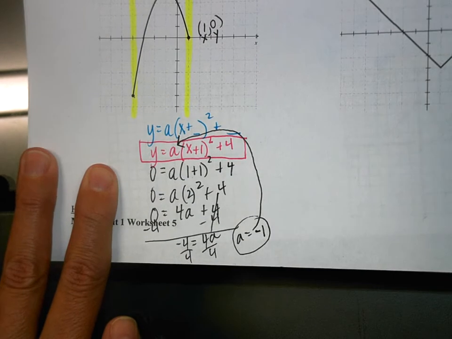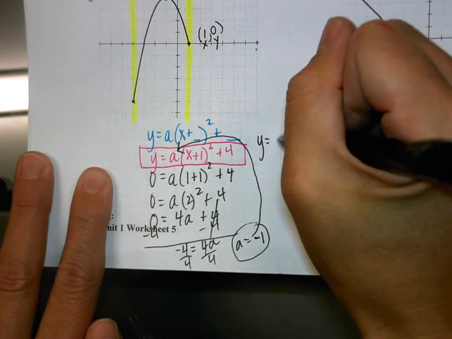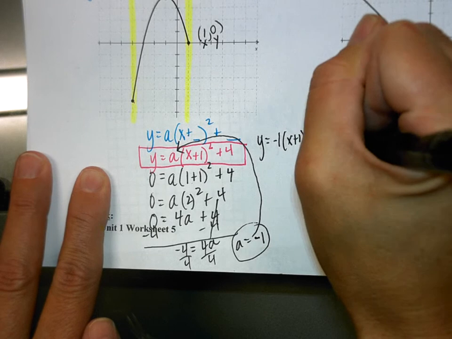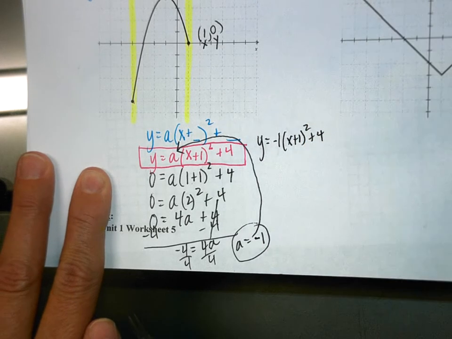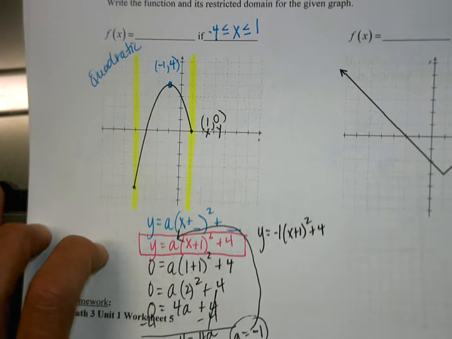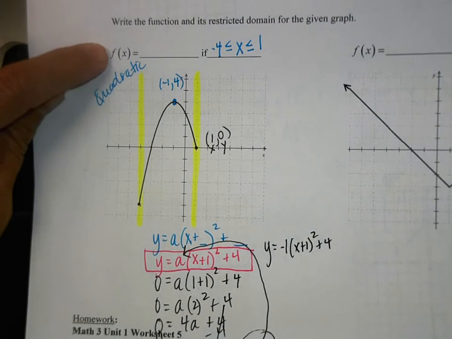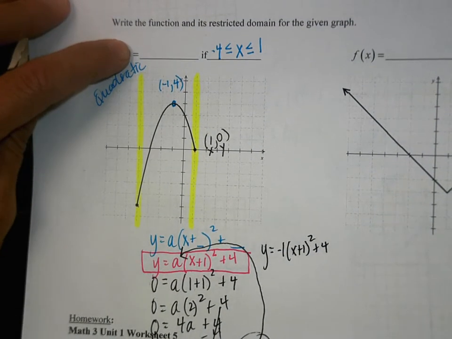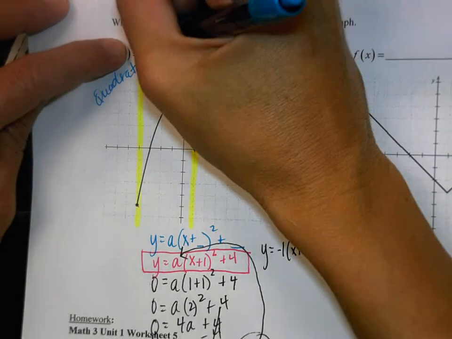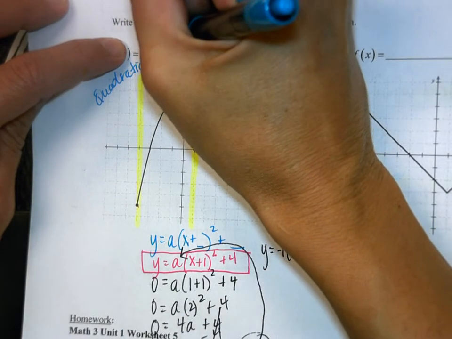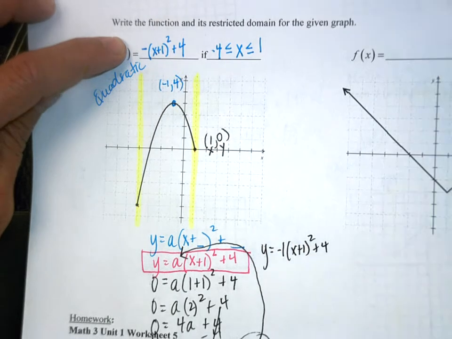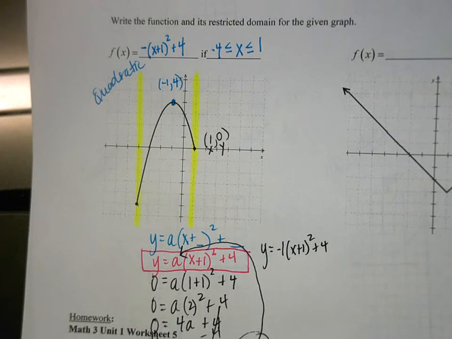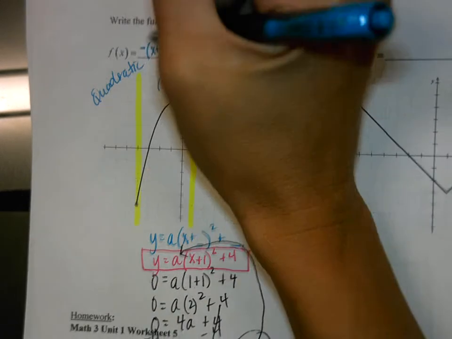So my equation is y equals -1 times x plus 1 squared plus 4, or it could just be a negative in front. But you need to write it back up here. So it says f of x equals, and what will I write? Negative parenthesis x plus 1 squared plus 4. So it's like we're putting everything that we've learned together in one. Yes? Can you put -1 in the parentheses? Yeah, you can totally put a -1 there, like that.